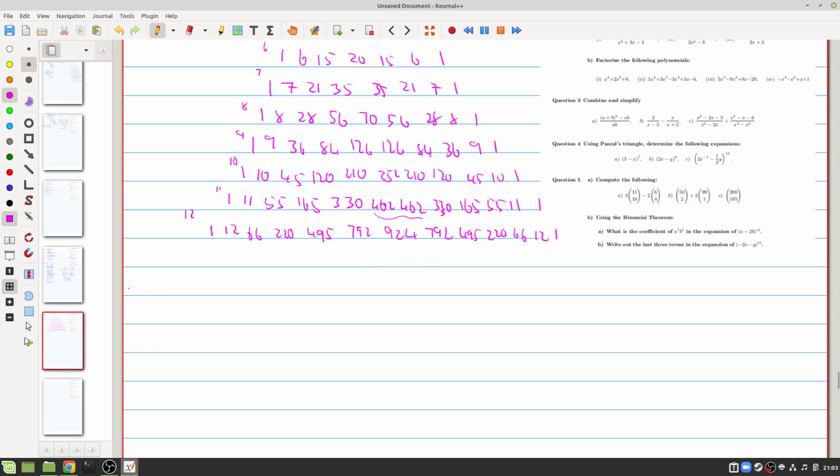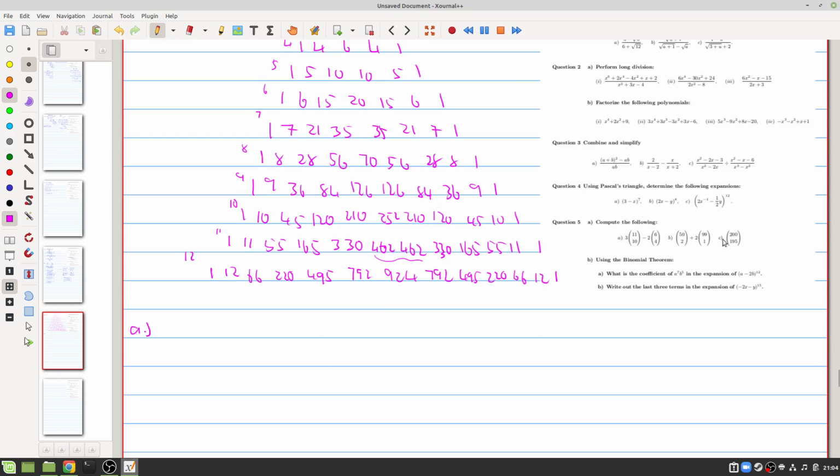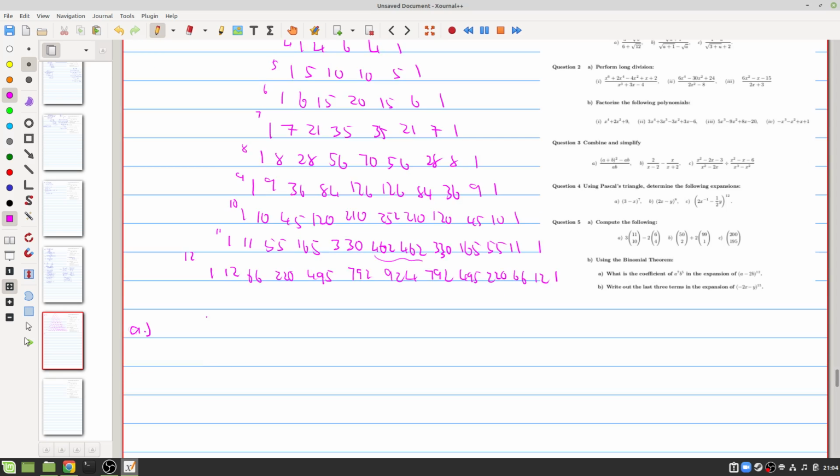So for question A, we're told to use Pascal's triangle to determine the following expansions. Okay, so this is just long and tedious, nothing really too interesting going on here, except this triangle is pretty cool. And we'll see these same values repeating when we get to the next question, when we use the binomial theorem, because that yields the same values as Pascal's triangle. Okay, so for the first one, we've got (3 minus x) to the power 7. Let's do specific colors for this. For question A, we'll do the green one, just so we can see where we're working.